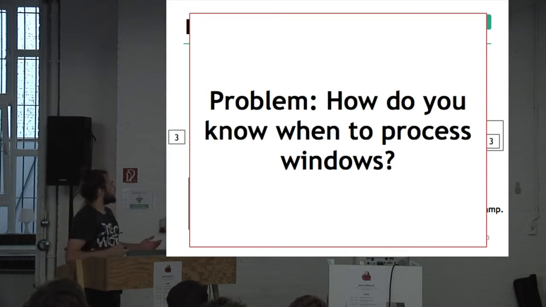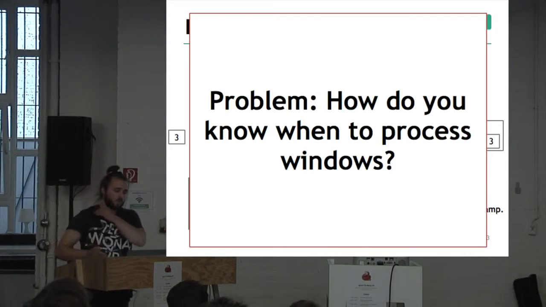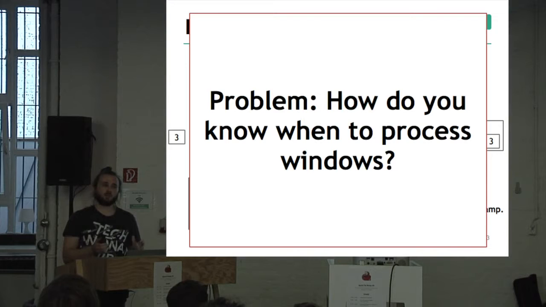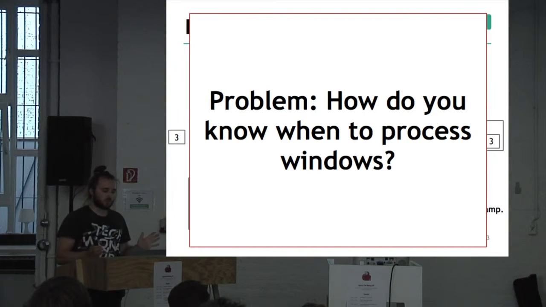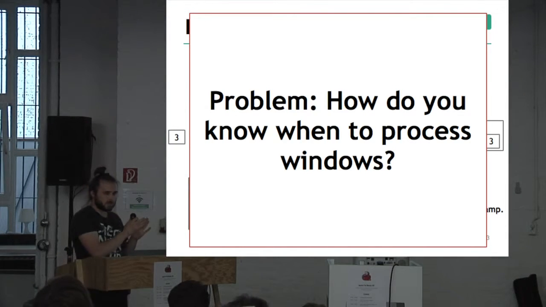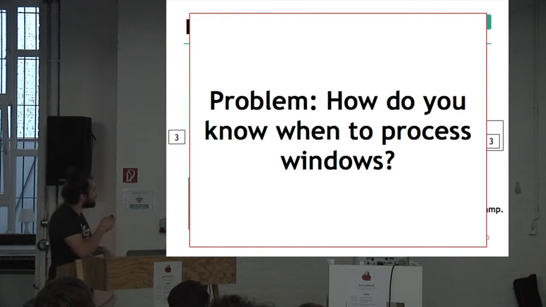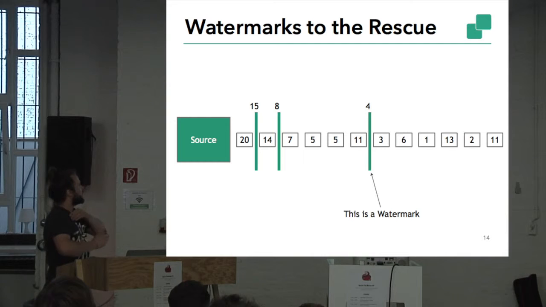So the question is now, how do you know basically when you can process these event time windows? Because as you have seen, these windows can arrive in a completely arbitrary order, which doesn't correspond to the actual timestamps that they have. So when do you know if all the elements for a certain span of time have arrived, basically? That's the problem. And the solution is watermarks.